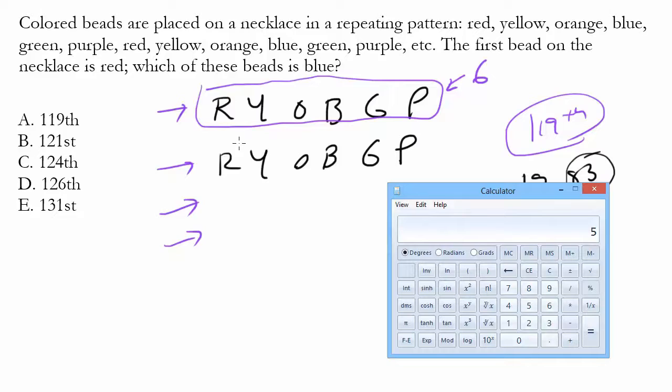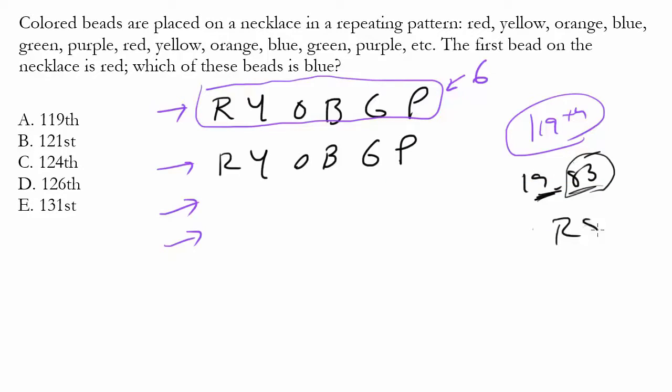So this is really just a remainder question. You find the divider, you divide it into the term you're looking for, and you see what the remainder is, and that's where you stop in the sequence. So this goes through 19 complete cycles, remainder 5, and now we just got to see where that stops. So 119 would be 1, 2, 3, 4, 5. So the 119th bead would be green, doesn't work.